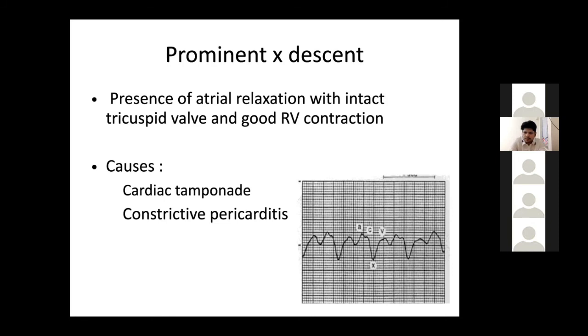However, in a case of constrictive pericarditis, only the early part of the diastole is preserved. The later part of the diastole is affected. In a patient with cardiac tamponade, both the earlier part of the diastole and the later part of the diastole are badly affected. That is why you get a Y descent which is absent, because the diastole is affected, which happens in early diastole. So the Y descent is absent.